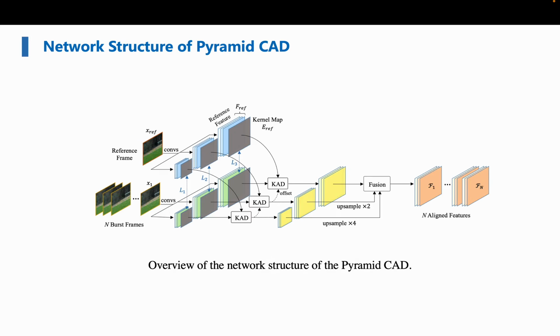This is the pyramid kernel-aware deformable alignment module. Starting from level 1, we align all features with the reference using KAD, and the predicted offsets are sent to the next level to be concatenated with features to improve the offset estimation. Then each level's output is upsampled to have the same size so we can fuse them to obtain the aligned output features.